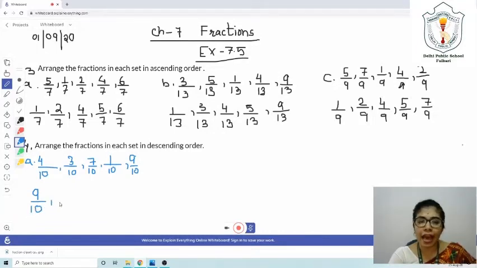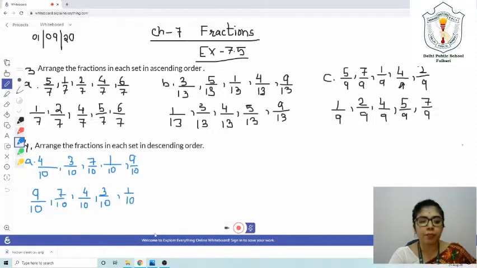Next we have is 7 by 10. Next 4 by 10. Next one 3 by 10. And lastly we have the smallest number 1 by 10.